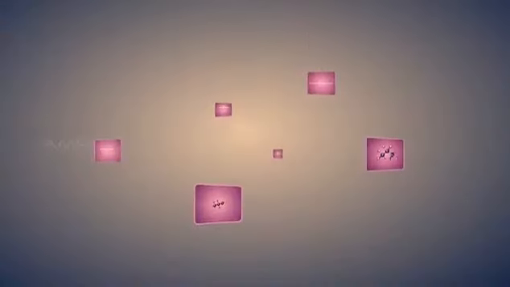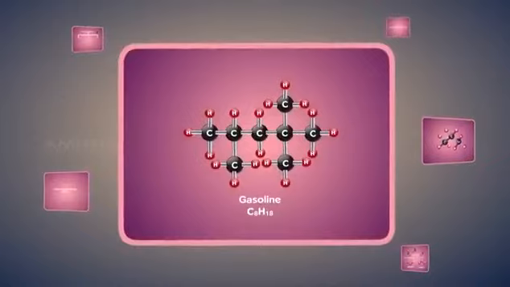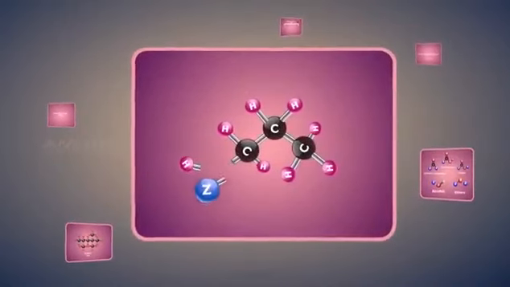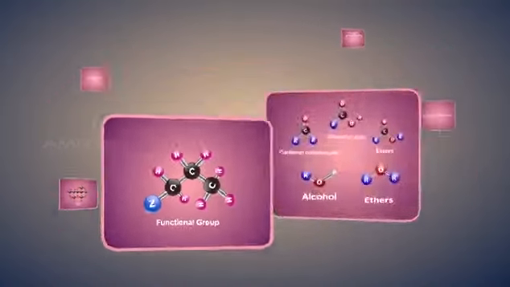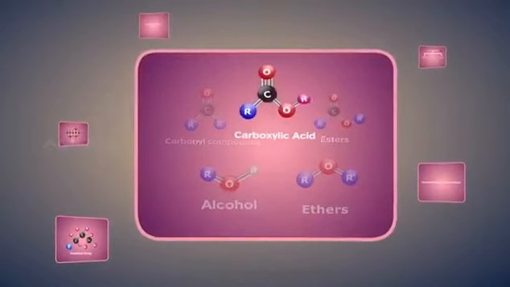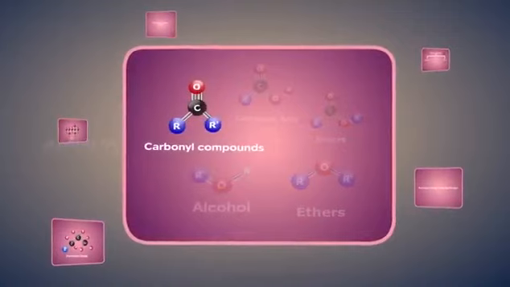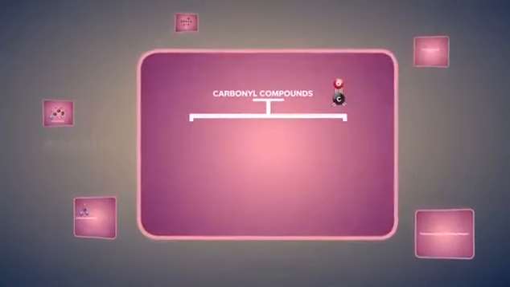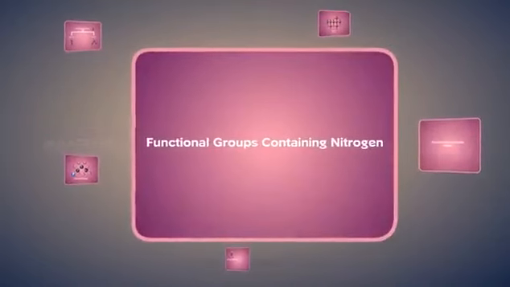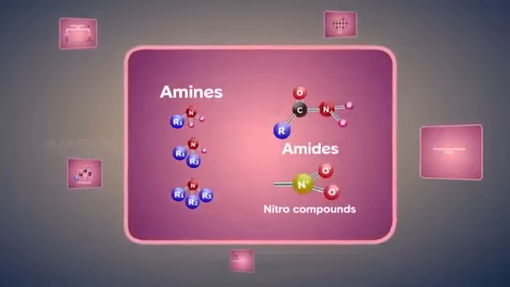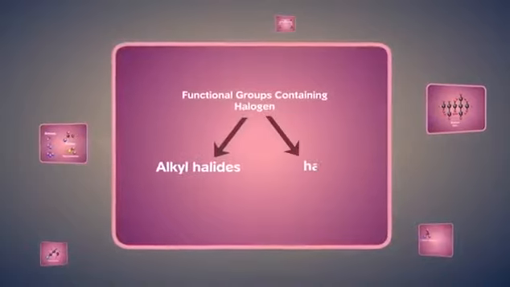Things to remember. Organic compounds made entirely of hydrogen and carbon are called hydrocarbons. When a hydrogen atom is replaced by an atom or group of atoms, such an atom or group is called a functional group. Functional groups containing oxygen are carboxylic acids, alcohols, esters, ethers, and carbonyl compounds. Carbonyl compounds are of two types, aldehydes and ketones. Functional groups containing nitrogen are amines, amides, and nitro compounds. Functional groups containing halogen are alkyl halides and acid halides.